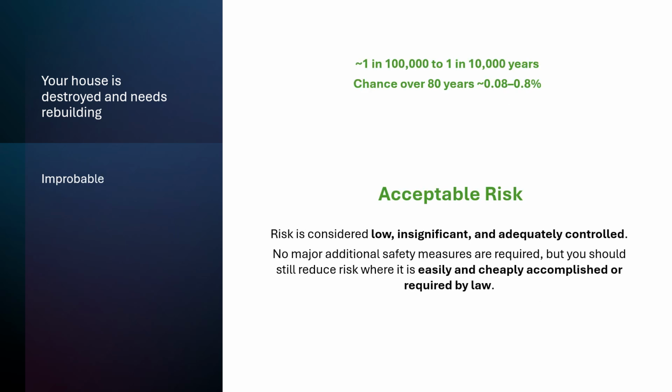Here we have risk at the other end of the spectrum. When the chance of your house being destroyed is around 1 in 100,000 to 1 in 10,000 years, then the risk is low, insignificant, and clearly adequately controlled. The advice is there's no significant risk at all. Just make sure you comply with the standard processes and procedures, and all will be well.